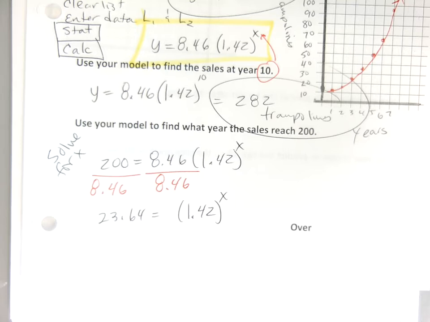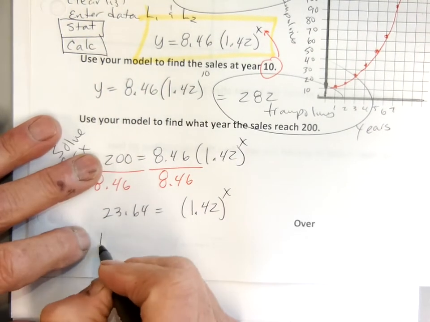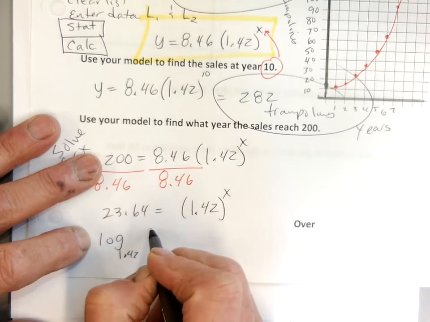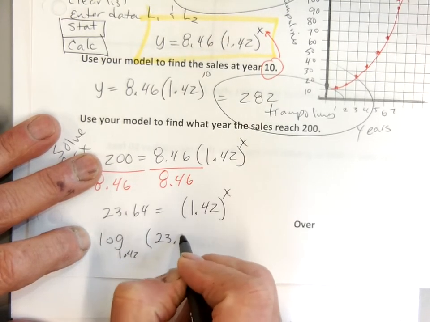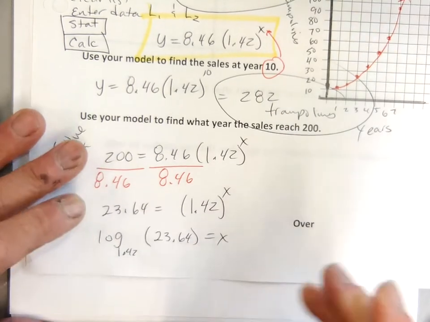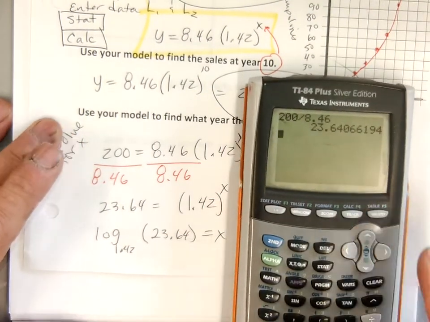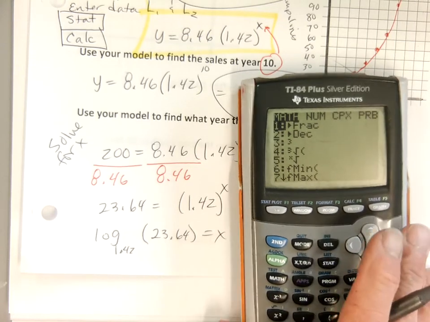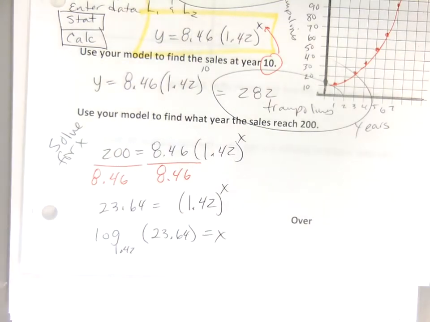Yeah. So we'll rewrite it as log base 1.42 of 23.64 equals x. Okay, so we know that button's in the math menu. Not mine, I got an old calculator. I don't have a new one. I need a new calculator. Let's use Blaze's. Blaze and I'll do it together. Okay, Blaze can hit math. Watch Blaze do it. He's got a new calculator.